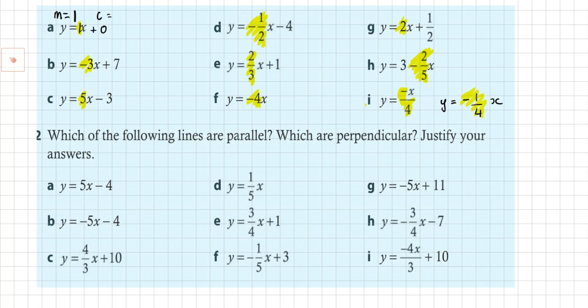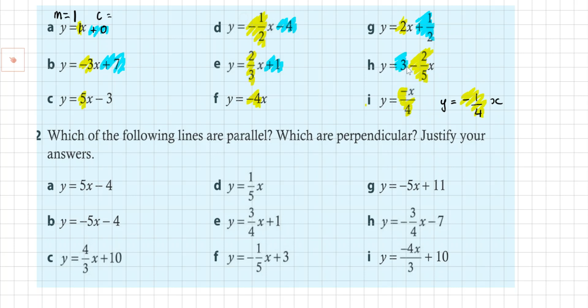Alright, let's just check then. What's the y-intercept? Well, this one is plus 0 because there's nothing there. This one is negative 4. This one is plus a half. You're going to have to think about how you would draw that. This one is plus 7. This one is plus 1.